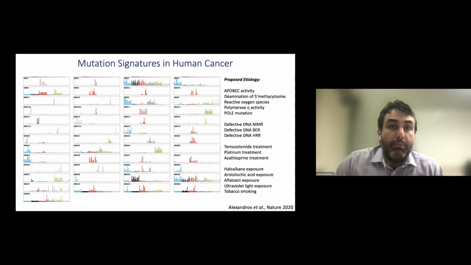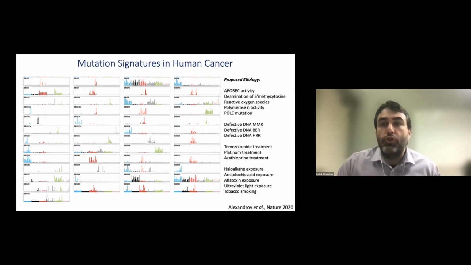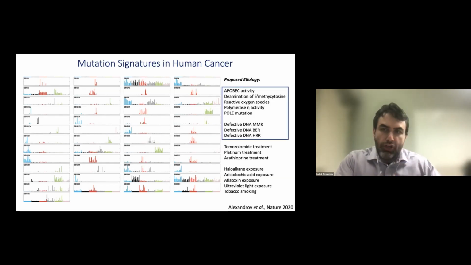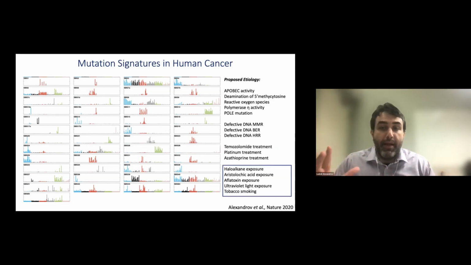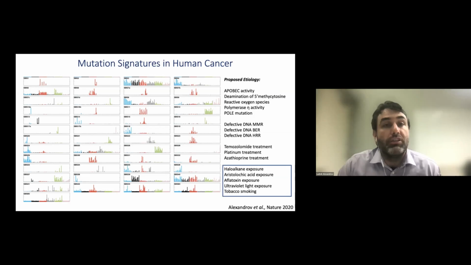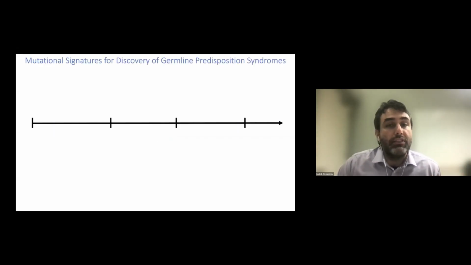During the last probably decade, we and others have created a compendium of these mutational signatures across the spectrum of human cancers, and we have found over 100 of these signatures, some of them shown here. We have signatures associated with endogenous processes, whether they're normally operating or defective. We have treatment-associated signatures, and we have environmental mutagen and lifestyle choice-associated signatures. So how can one use these signatures to investigate unusual patterns of cancers? And I'm going to show you two examples, one in adult cancers and one in childhood cancers.